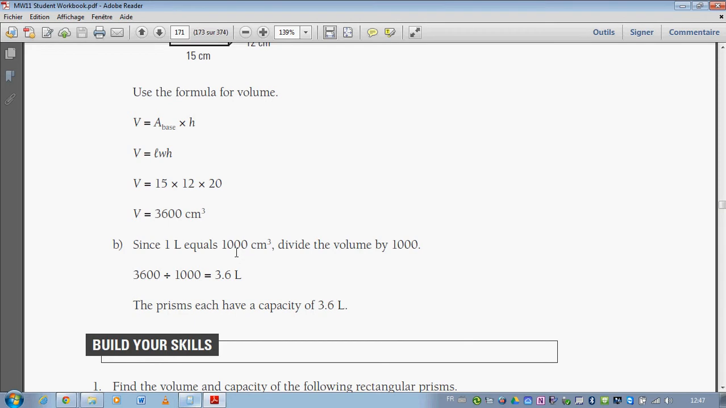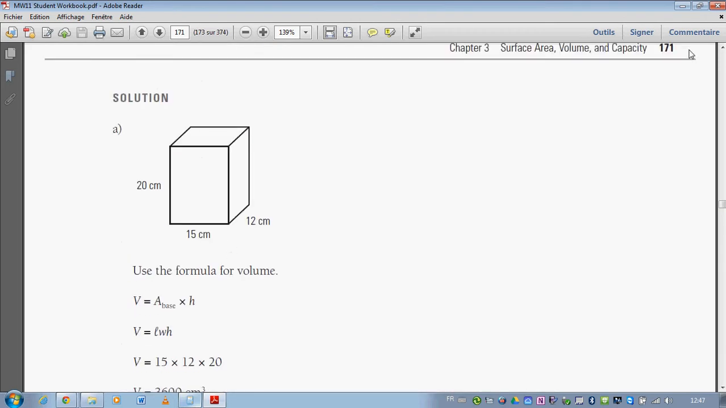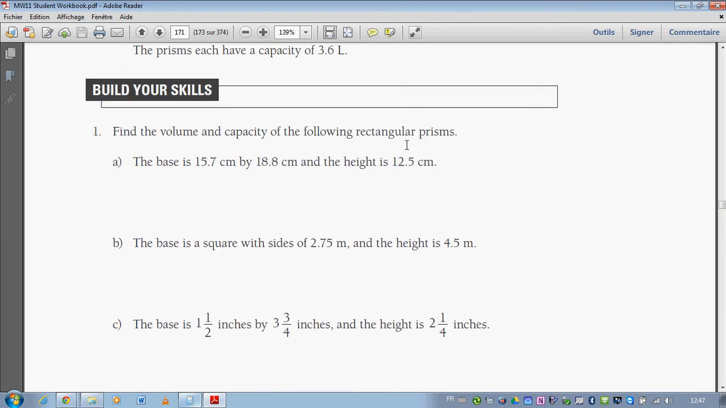At this point, you can pause the video and try out the Build Your Skills questions on page 171 of your workbook.